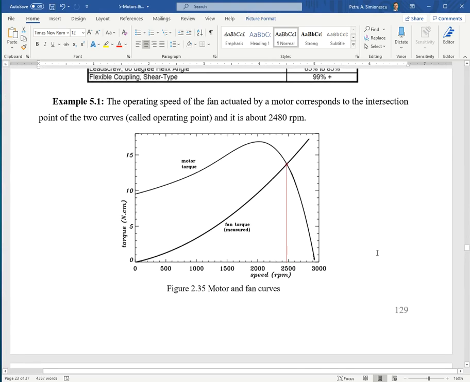The first one here introduces the concept of operating point. So this is the torque speed curve of a design B three-phase motor, and this is the fan torque. So you have the motor driving the fan, and the two curves intersect at a point, and at this point you extract from the graph the RPM, and this will be the operating speed of the fan.